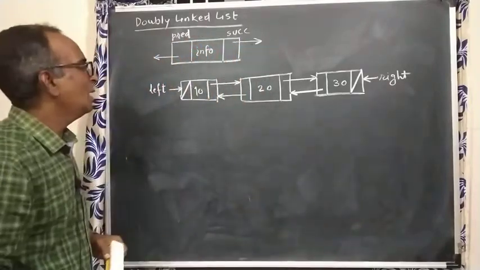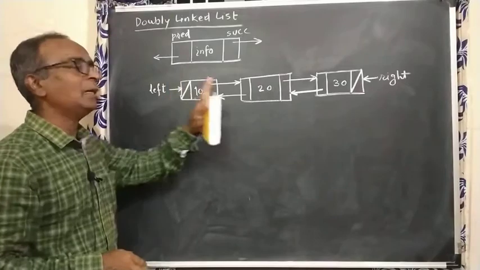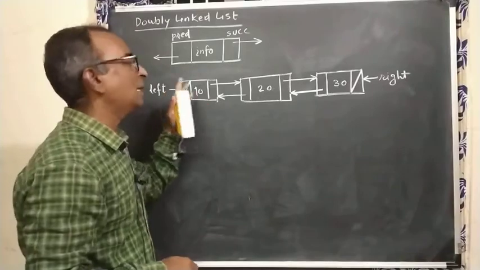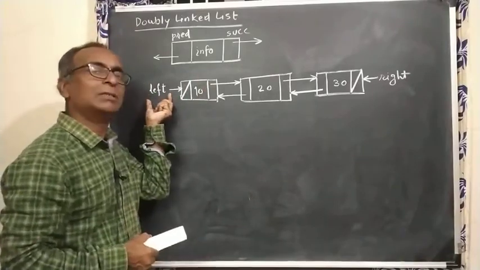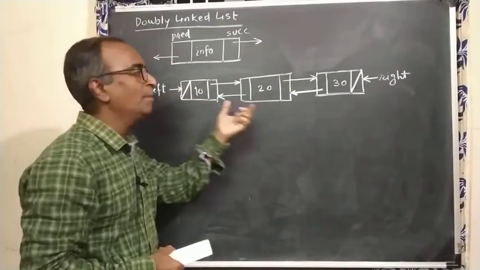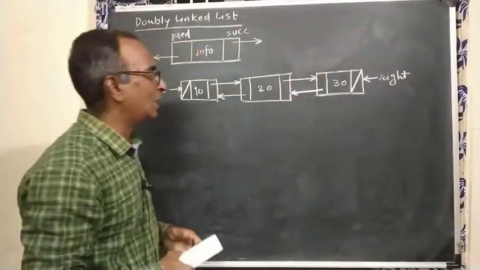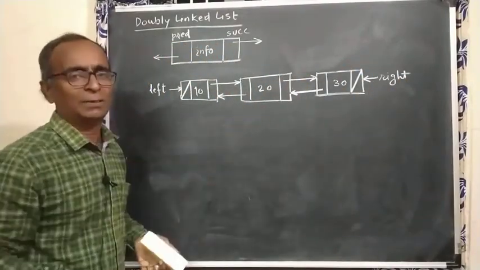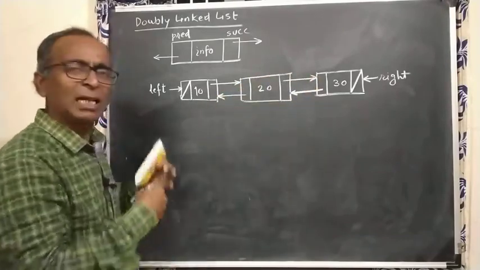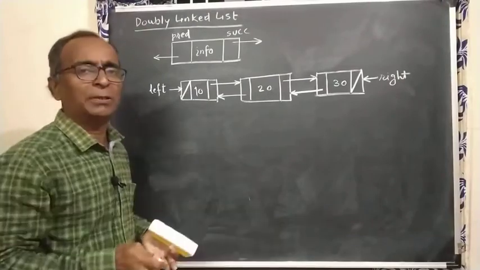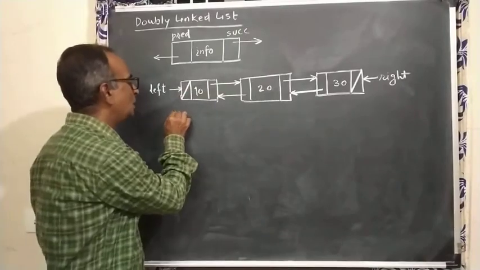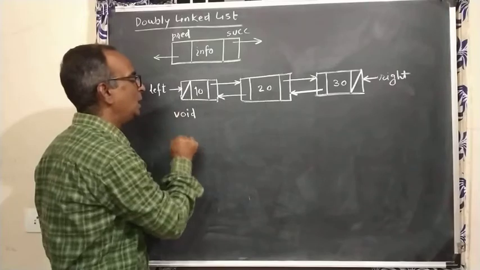I am assuming here that left and right are global variables, like in the singly linked list. I have declared left and right. What should be the type of left and right? Left is struct DLL node star, a pointer to struct DLL node type. Right is also a pointer that we might have declared. Now suppose I want to print this list from left to right and right to left. We'll write that. As I am only saying print left to right, it should not return anything, so this will be a void function with no return type.